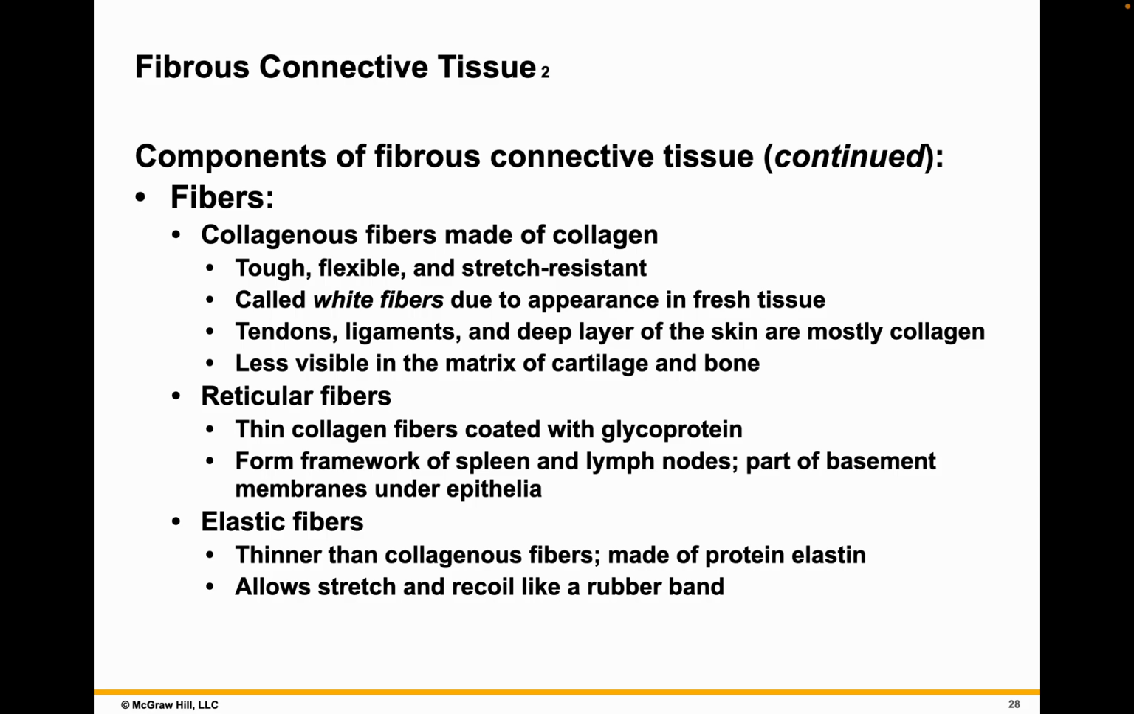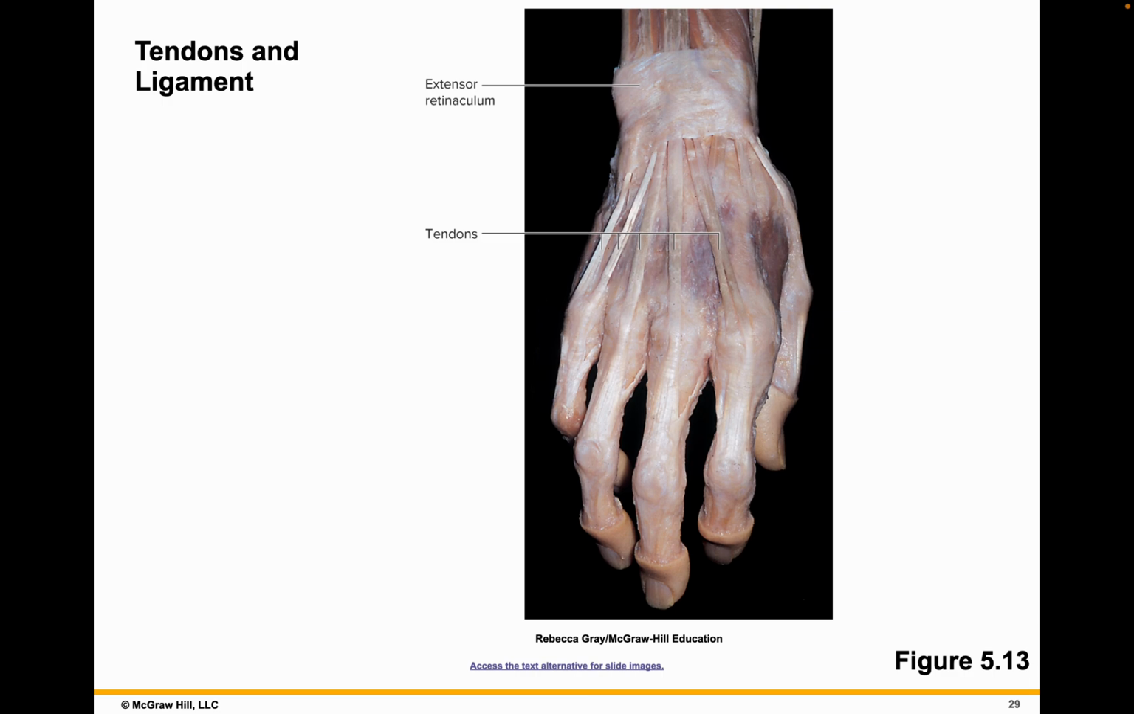Another type of fibers are reticular fibers. Reticular fibers are very thin collagen fibers that are coated with a glycoprotein. They form a framework, especially in the spleen and lymph nodes, and they are part of basement membranes underneath the epithelial tissues we just talked about. The third type of fiber are elastic fibers. They're thinner than collagenous fibers. They're made of a protein called elastin, and like elastics, they allow stretch and recoil. So you can see why collagen fibers are called white fibers.